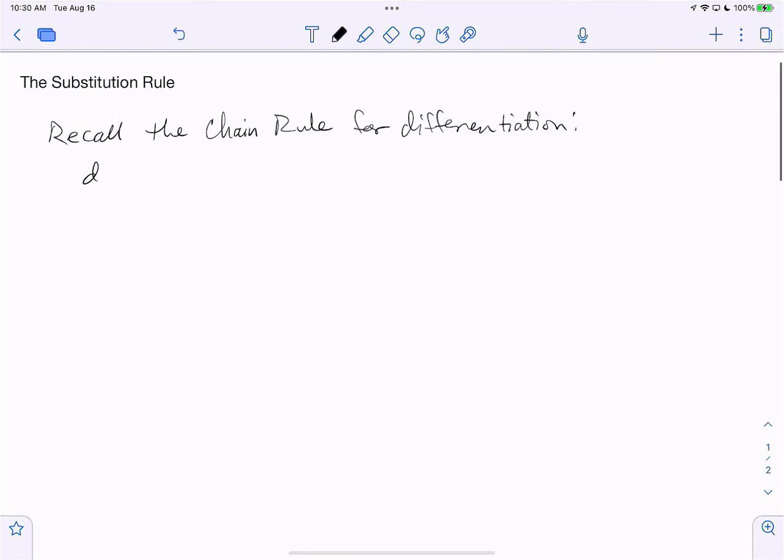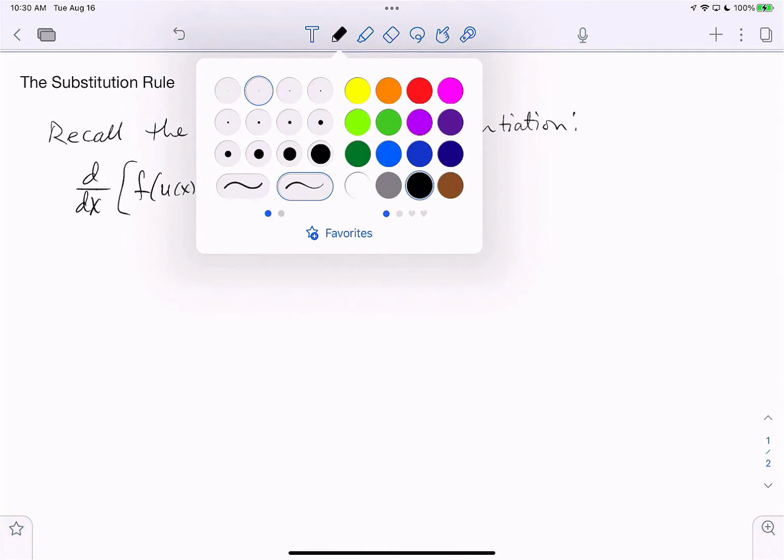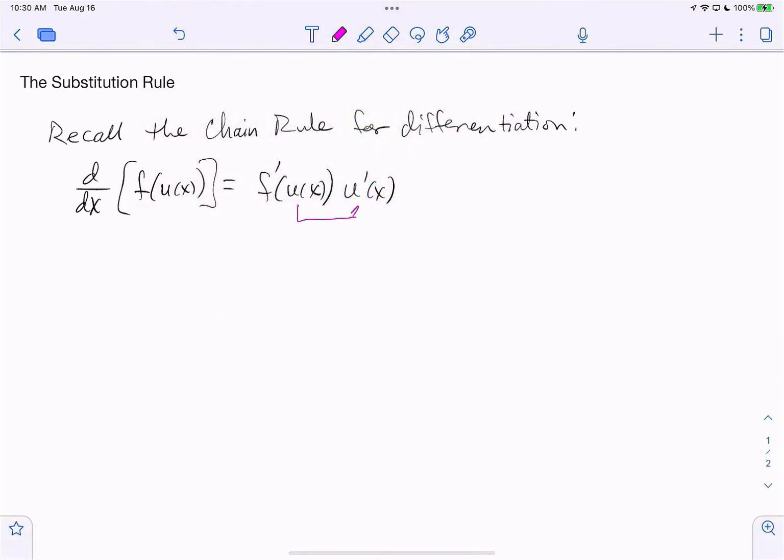It says that if we're differentiating with respect to x a composition of functions, so I'll say f of u of x, then the result is f prime of u of x times u prime of x, right? And the chain rule is the thing that says, hey, the derivative of the inside function is going to appear as a factor of the result.